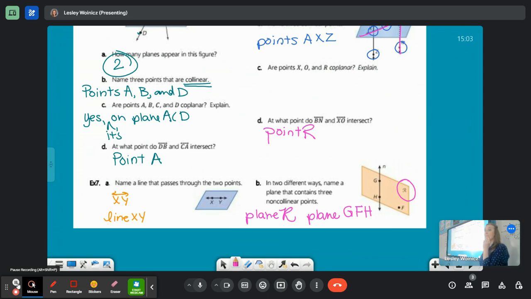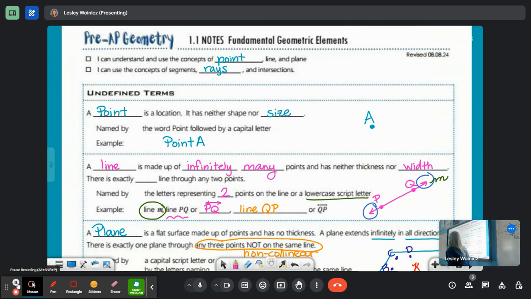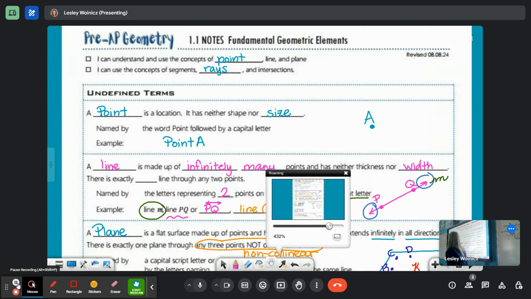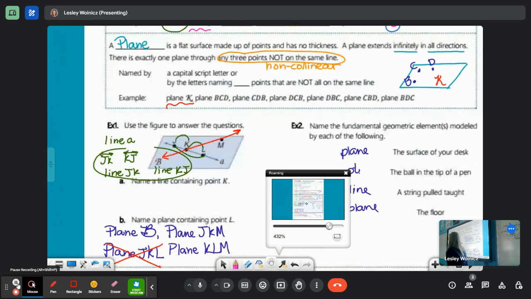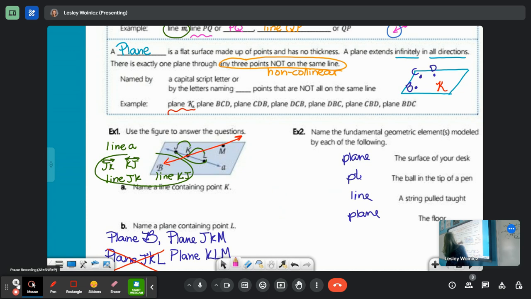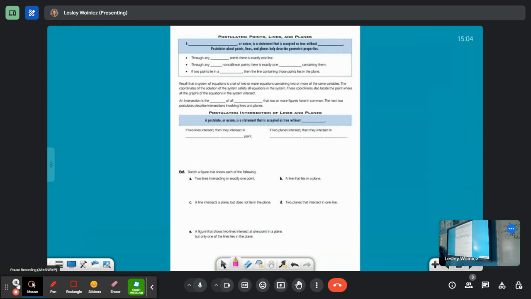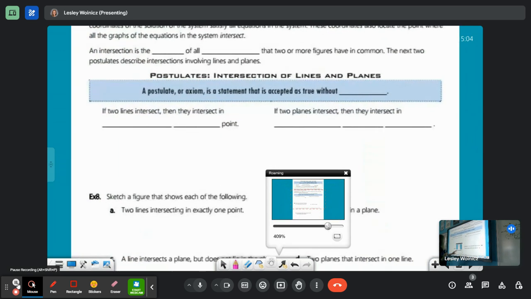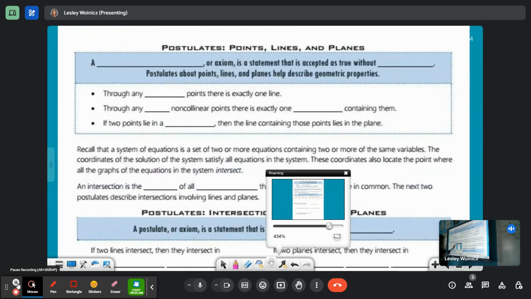Huh? Okay. Which one? What you're supposed to name the plane by? Here? Yeah, right there. Like by letters, name the plane. How many points is it? 3? Oh. Yeah, 3. Okay.